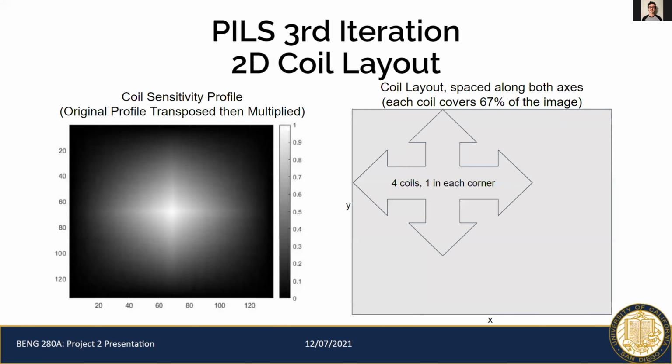Next. All right, and for a third basic iteration, we wanted to do a 2D layout. So we generated a coil sensitivity profile by taking that original linear profile, transposing it and multiplying them together to get it in a 2D format. Then for coil layout, we did 4 coils, 1 in each corner, each covering 2/3 of the image in each direction, X and Y.